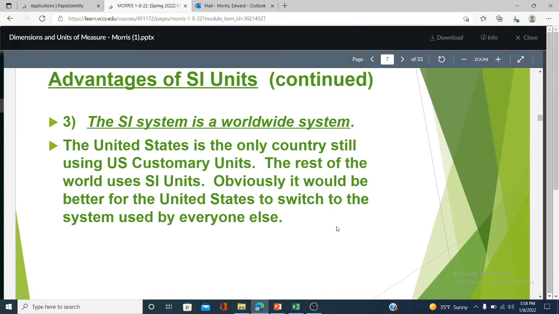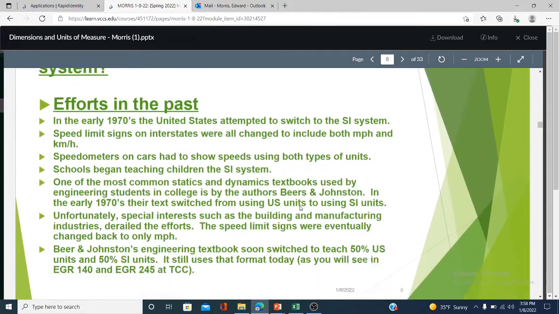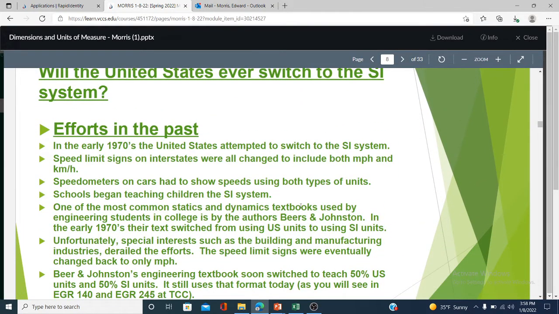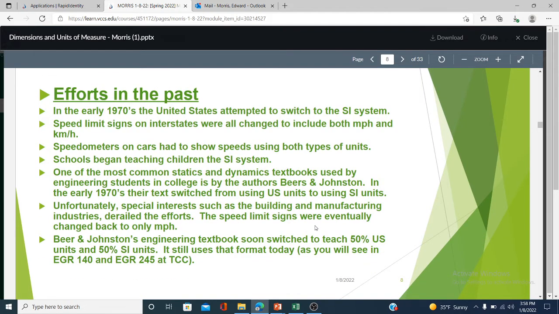The SI system is a worldwide system. However, in the United States, we use both. We're hesitant about using just the SI system by itself. There was a lot of resistance back in the 70s to changing completely over to the SI system. So here are some things I'd like to go over with you real quickly. In the early 70s, again, the United States attempted to switch fully to the SI system. Even speed limit signs were put up in kilometers per hour.